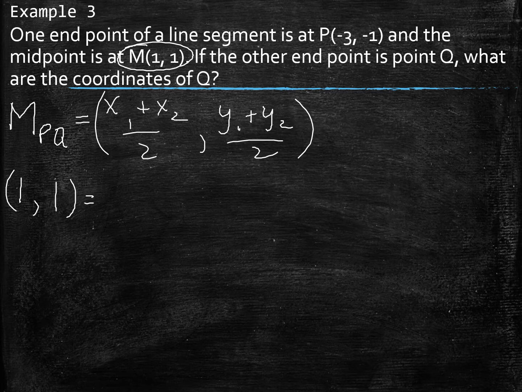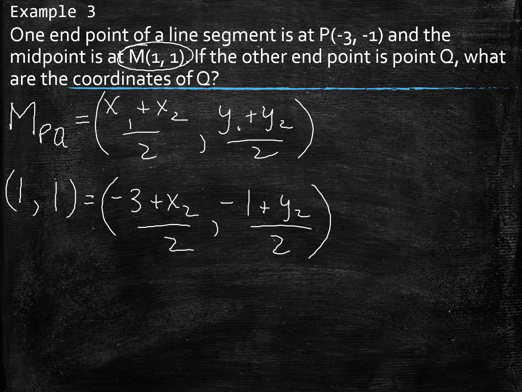So we know that point P has an x-coordinate of -3. I don't know what the other one is. That's my x2. And I know the point P, the y-coordinate is -1. And I don't know what the y-coordinate is of point Q, divided by 2. From here, all you're doing is setting up two equations and playing match game. So basically, we know that the x-coordinate should be equal to all of that, and we know that the y-coordinate should be equal to all of that.